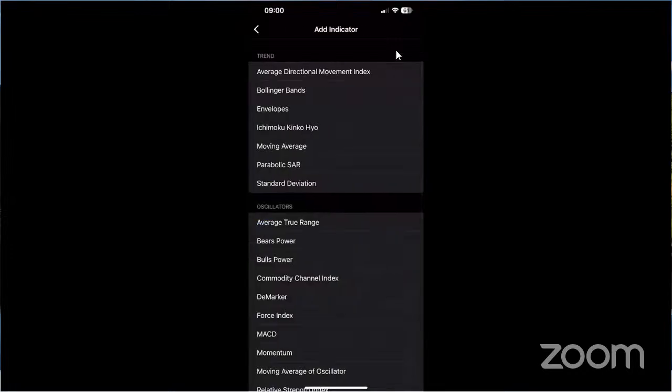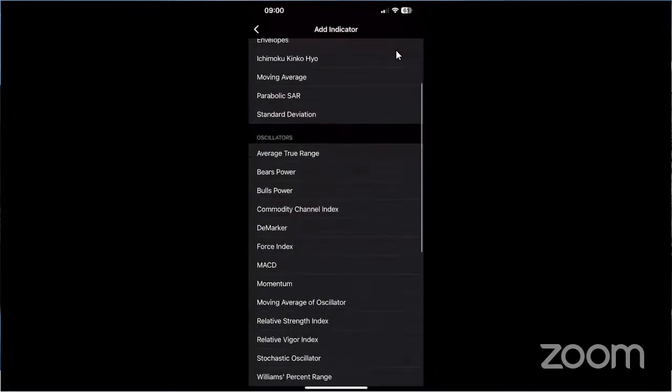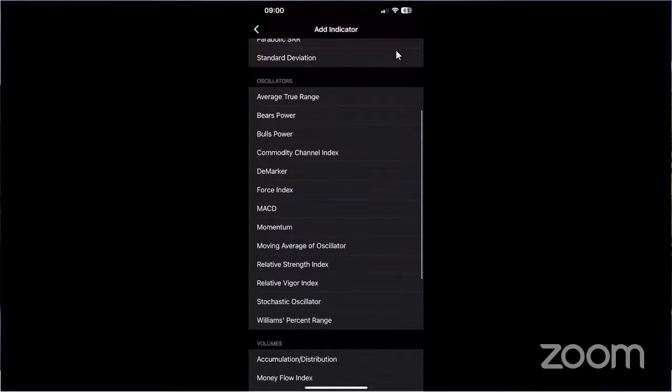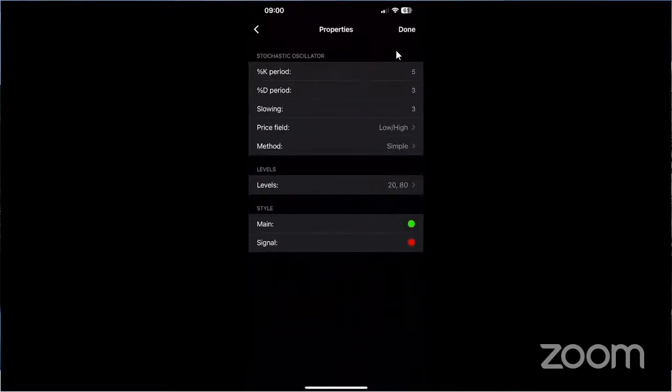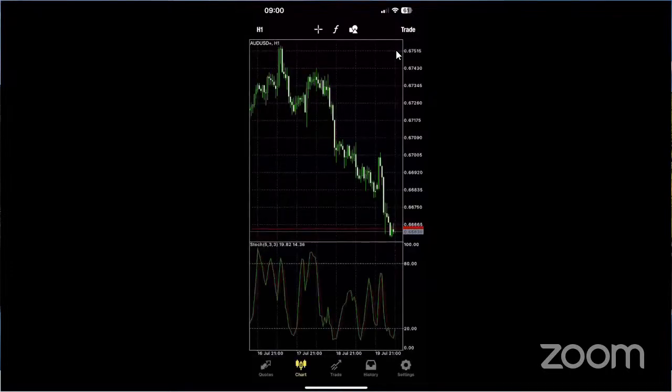If you're using the iPhone or Android, you can do the same thing. And then I will click on Edit on that main window, and I will click on under oscillators. I'm going to pick stochastic, and it's going to be on default. I don't have to change anything. All I need to do now is click on done. And then I have stochastic on my screen on iPhone. So that's the way to do it.